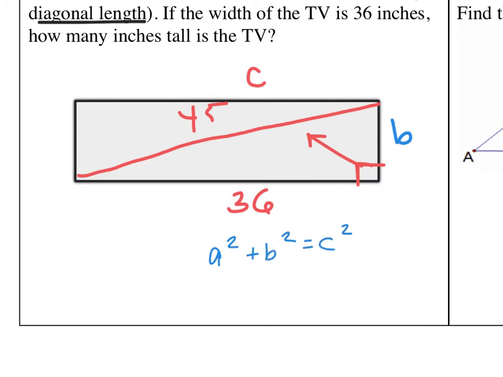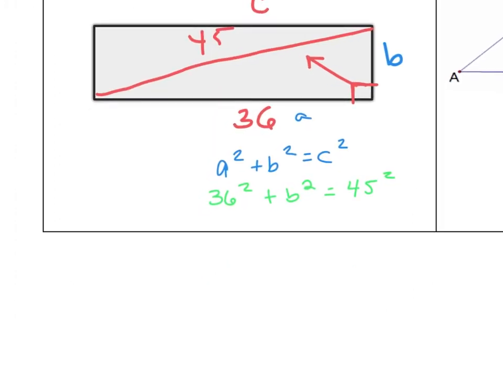So I have 36 squared, because that's my a, and this is my c. So I have 36 squared plus b squared equals 45 squared. I have to ask myself what 36 times 36 is, or 36 squared is. 36 squared is 1296, so I have 1296 plus b squared equals 45 squared, which is 2025.